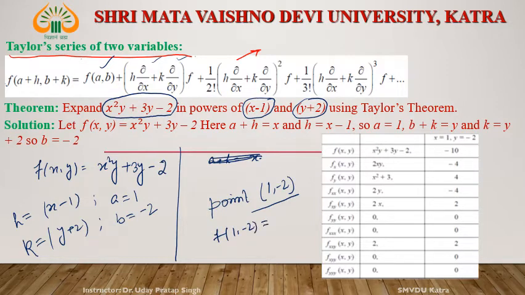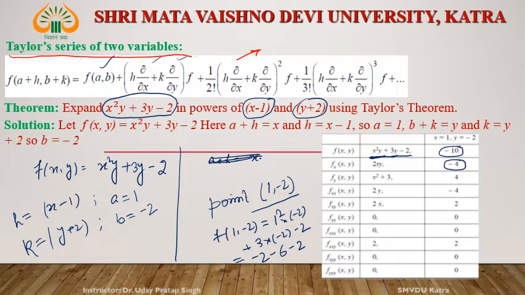This is equal to 1 square into minus 2 plus 3 into minus 2 minus 2, right? That is minus 2 minus 6 minus 2, that is minus 10. If f of x y is this, then f of 1 and minus 2 is this. Now the partial derivative of f with respect to x: the partial derivative of this term is 2xy, the partial derivative of 3y is 0, and of 2 is 0. Now putting x equal to 1 and y equal to minus 2, this gives us minus 4.